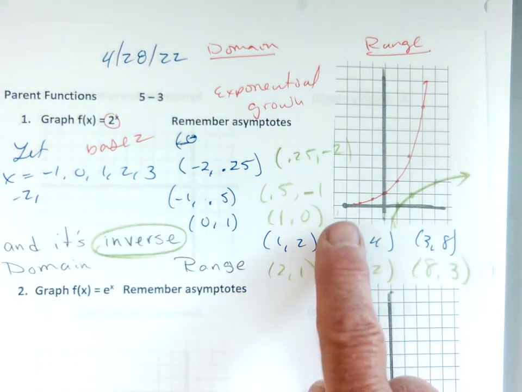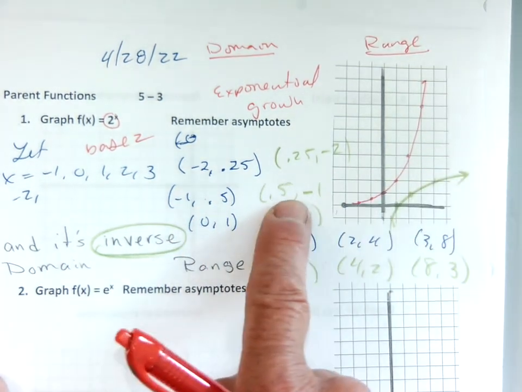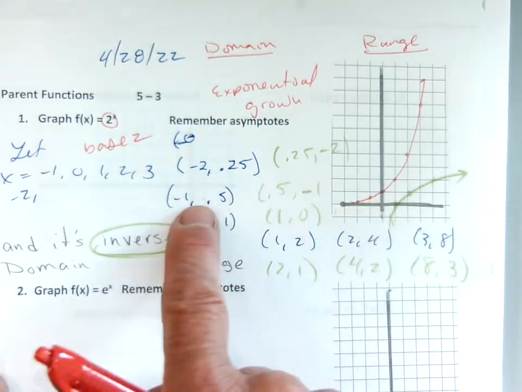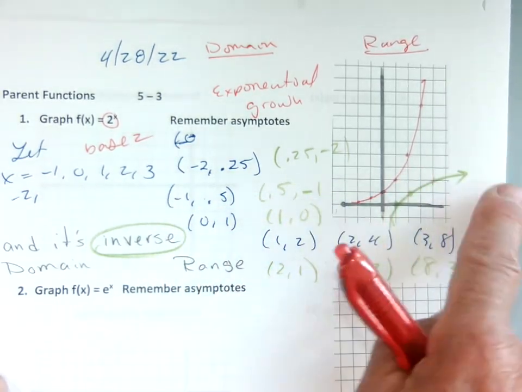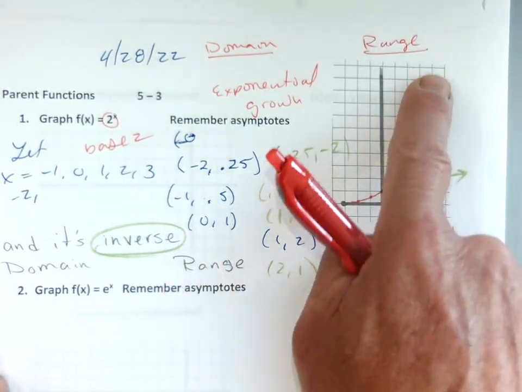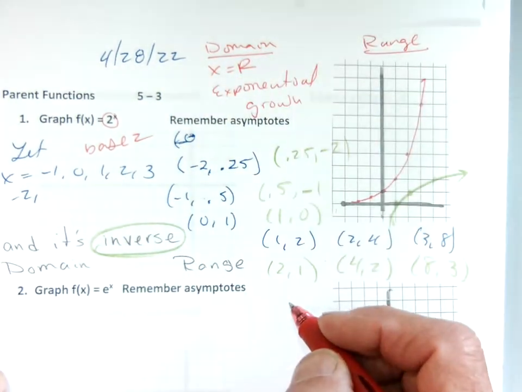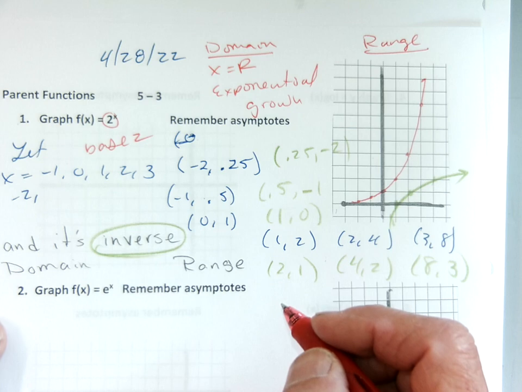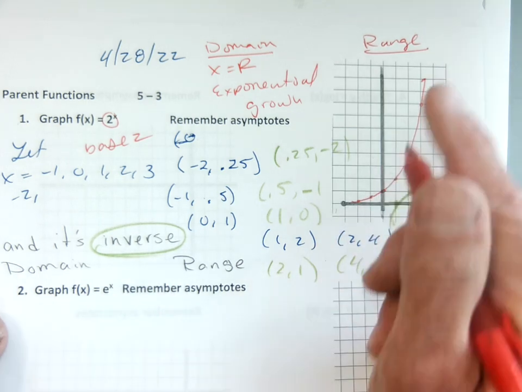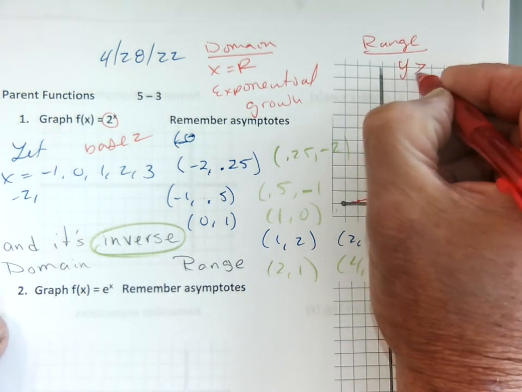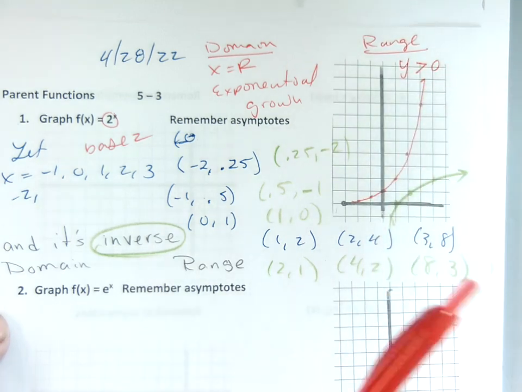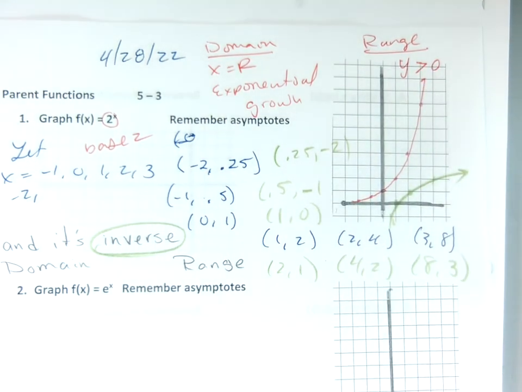So the domain of my exponential is all real numbers. I mean, it will forever go this direction. It's forever getting bigger in the x. So the domain is definitely x equals all real numbers. The range is y is greater than 0. It cannot equal 0, so we'll have an asymptote there, which I'm going to draw in.